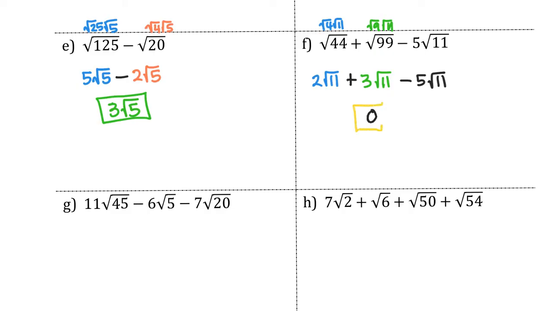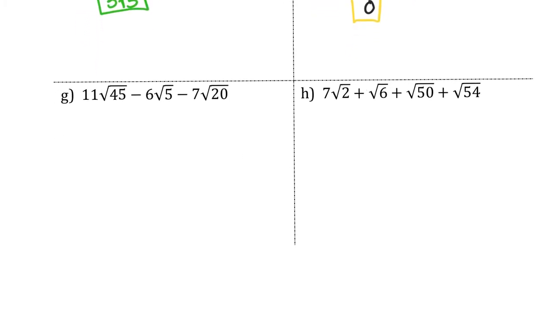Let's try a couple more. Okay, let's see. We have 11 square root 45. We have minus 6 square root 5. We have 7 square root 20. They all have different radicands. So let me see if I can simplify.